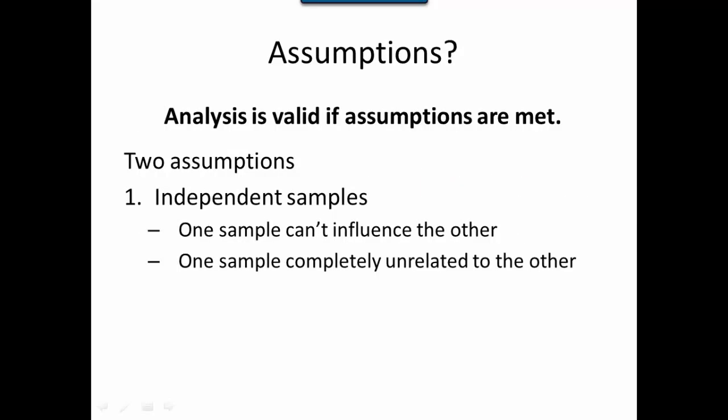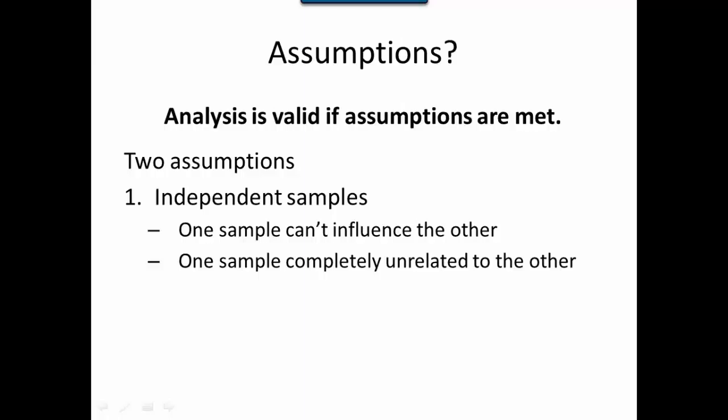Whenever you run a statistical test, there are some underlying assumptions in the mathematics of that test, and the analysis is valid only if the assumptions that go along with it are met. For the kind of test that we're going to do in this section, there are two assumptions that have to be met. First one is that there are independent samples being used. In other words, one sample can't influence the other. One sample has to be completely unrelated to the other.